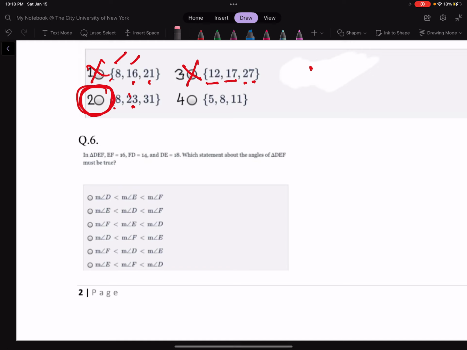And now is angle inequality, triangle inequality. They say DEF, so draw your DEF. Let's say you arbitrarily draw that.